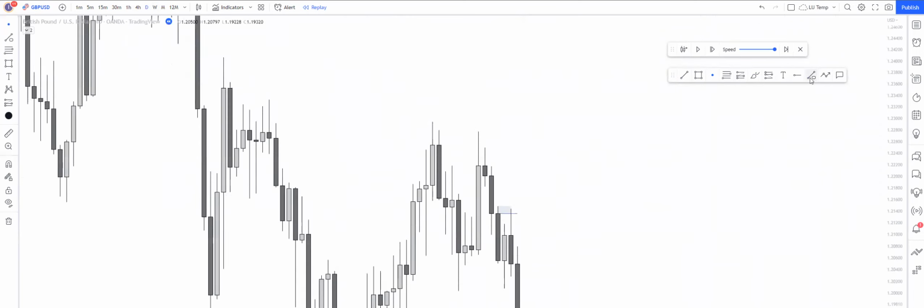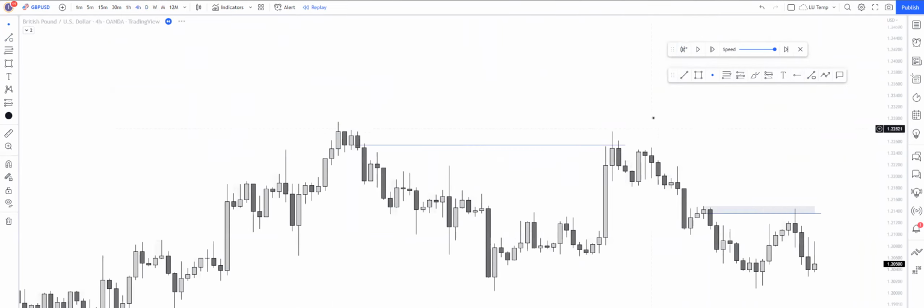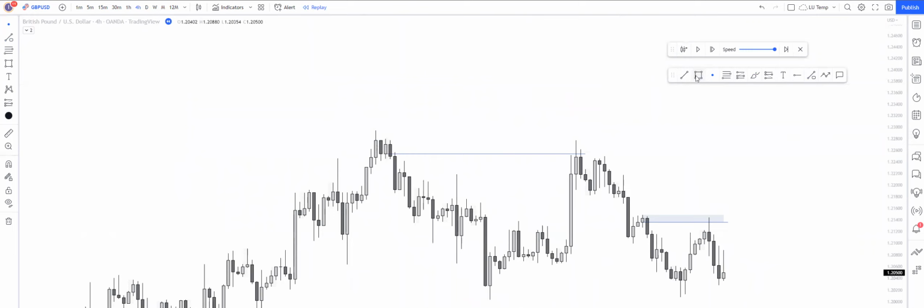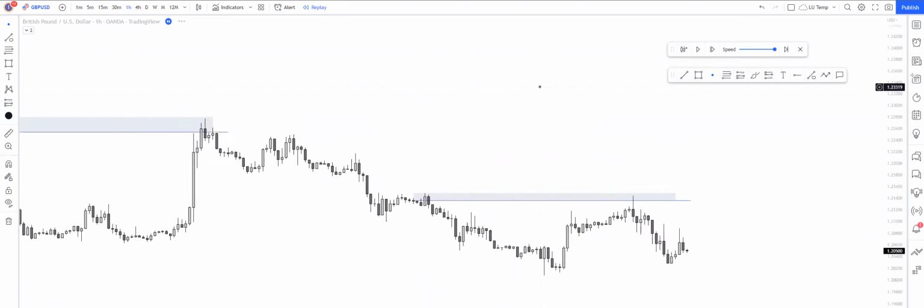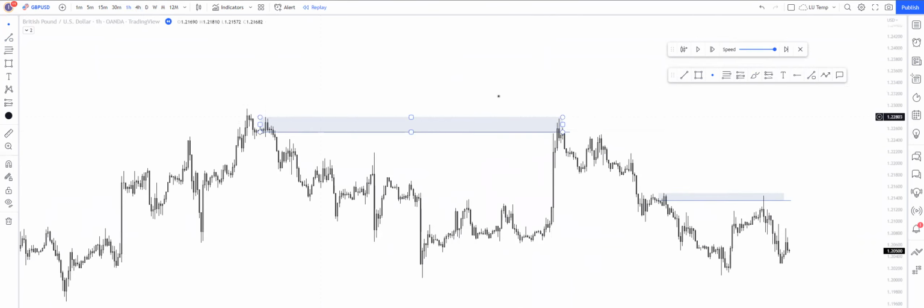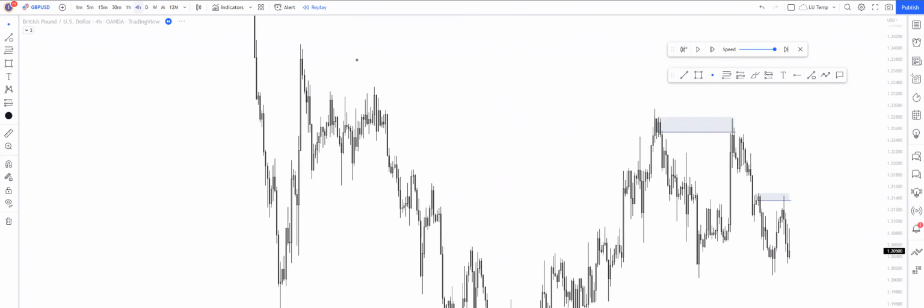Let's go back to the daily time frame. What's lining up with this? We have an order block. See that? And now with the daily wick, we have a forward order block, which is a 1 hour order block. Everything lines up.